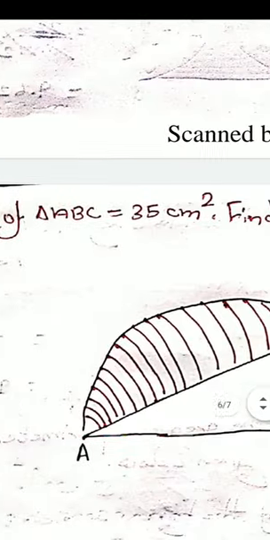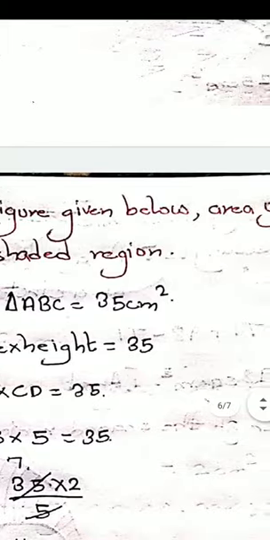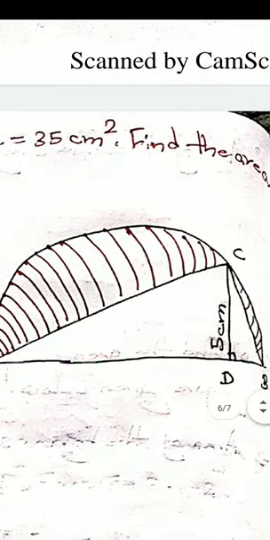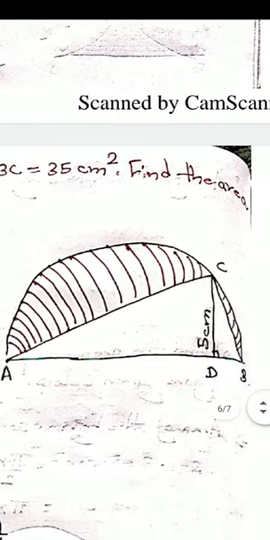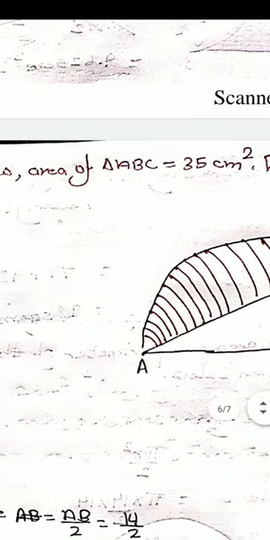So the next question that I have is, in the figure given below, area of triangle ABC equals 35 centimeters square. Find the area of the shaded region. This is also very easy. So we are given 35 centimeter. So if you notice, this is a right angle triangle. Sorry, not a right angle triangle, but a triangle whose height has been given as 5 centimeter and area also is given. Using that, I'll find the base AB. That base AB will also become the diameter of the semicircle whose area we are trying to find.